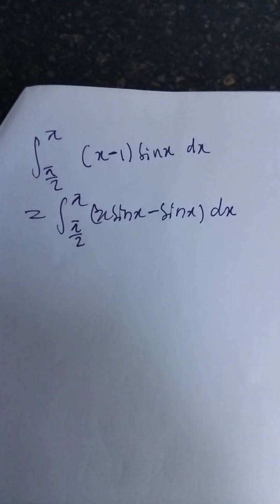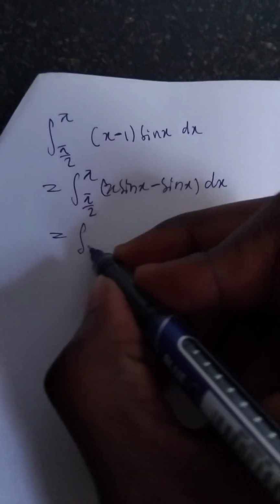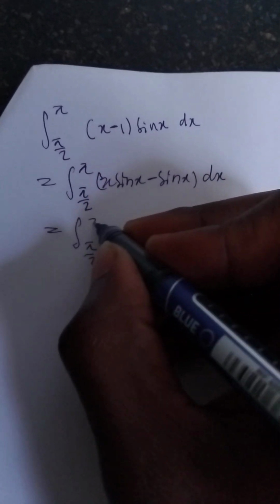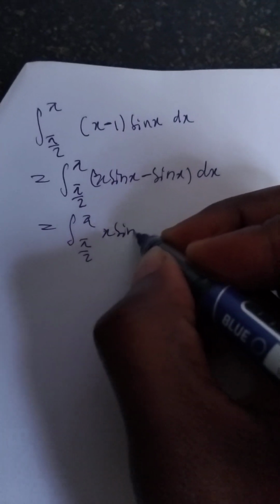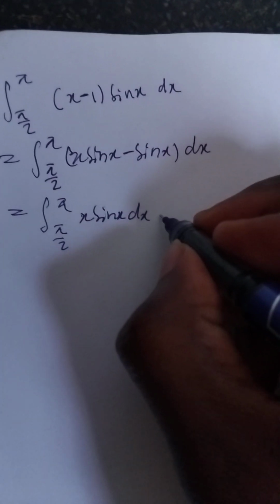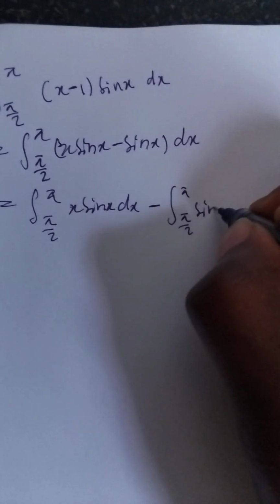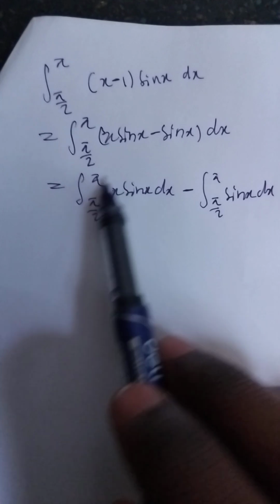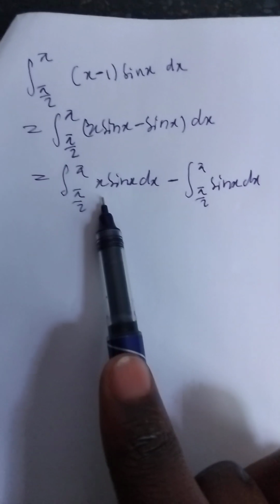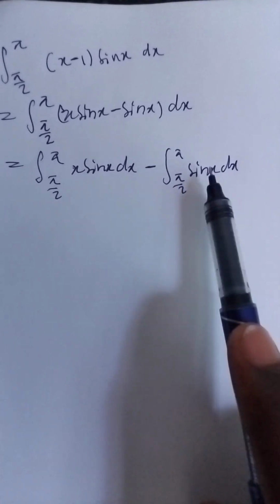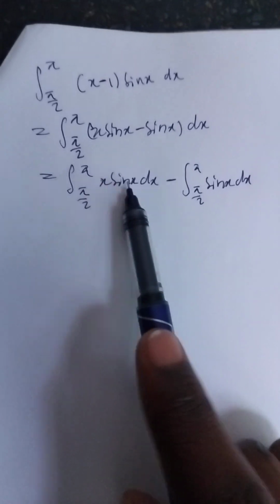So if we want to solve this, much simpler, we can separate the two. You're basically having the integral from pi over 2 to pi of x sine x dx minus the integral from pi over 2 to pi of sine x dx, just like that. For the integral of this one, we're going to have to use integration by parts, okay? And this one is much easier. We know the integral of sine x is just going to be minus cos. So this side is easy to solve. Let's work with this one, okay?